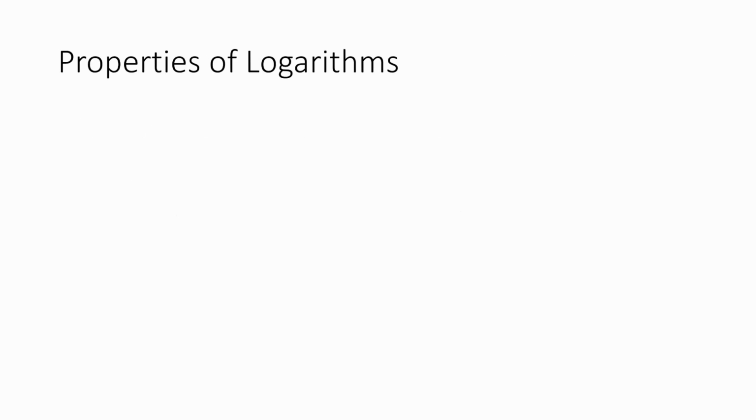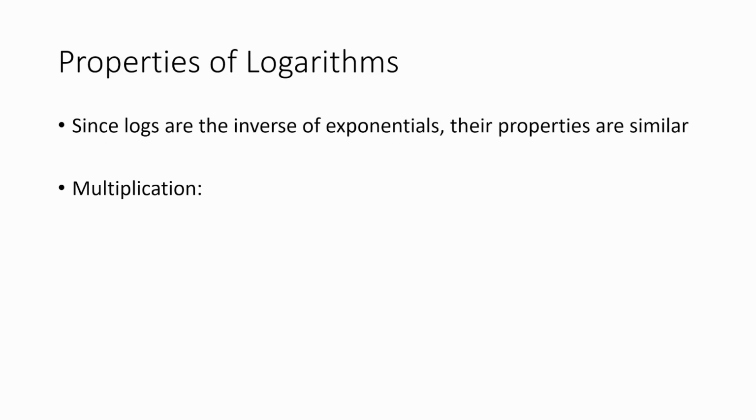Okay, so properties of logarithms come directly from the fact that they are the inverse of exponentials. So the properties of logs are going to look a lot like the properties of exponentials. The multiplication property: logs convert multiplication into addition. So if you have the log of a product of two things, what you get is the sum of the logs of those two individual things.